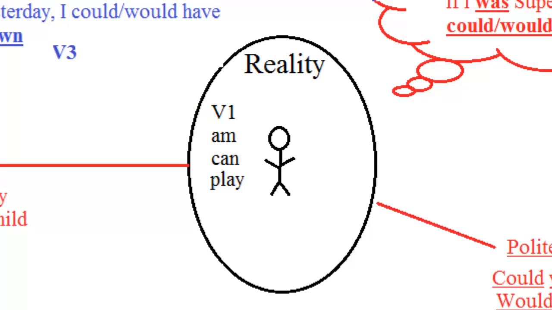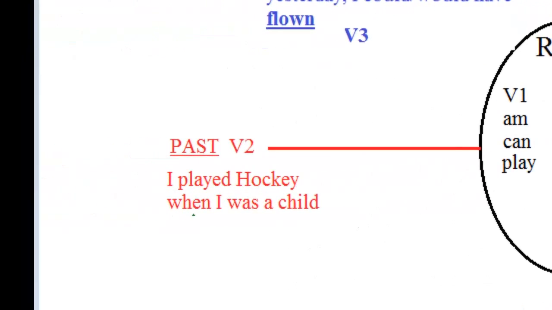I can play guitar. Can. Yes, I can do this. And I play rugby every weekend. Play. Yes, this is also my reality. As you can see, everything here is real and true in my life now using verb 1. Now let's talk about going outside my reality bubble to the past.